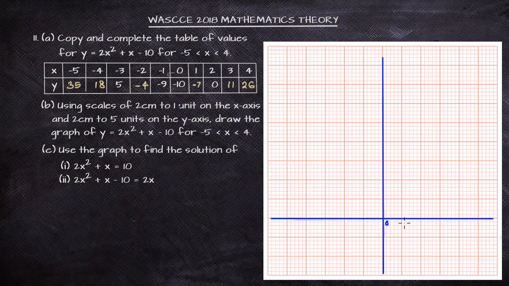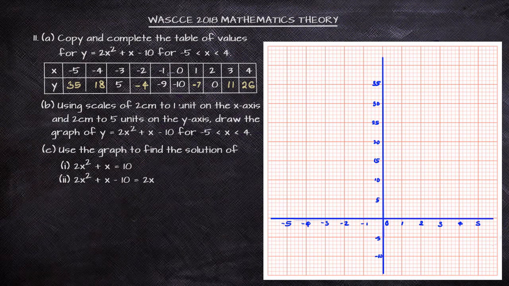So now I've noticed that my center coordinate should be towards the base of the graph, so that I will have space up, and then I can label 2 cm to 1 unit on the x-axis. That's why I have a gradation of 1. But on the y-axis, 2 cm to 5 units. So I have gradations of 5 on the y-axis.